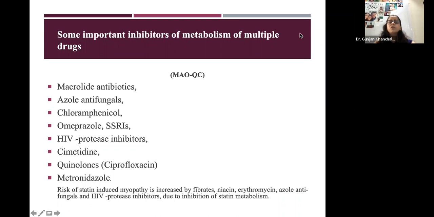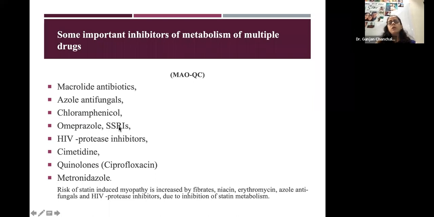Okay. So which are the inhibitors of metabolism of multiple drugs? Mainly the macrolide antibiotics, that is erythromycin, that we give commonly, or azithromycin, that we use commonly for pneumonias. The azole antifungals, that is fluconazole, especially voriconazole, are strong inhibitors of multiple drugs. Then chloramphenicol, not very commonly used these days, but coming in vogue again. Omeprazole, or antidepressants, that is selective serotonin reuptake inhibitors. HIV drugs, cimetidine, which is a histamine blocker. Quinolones, again used very commonly in pneumonias, and metronidazole. These are inhibitors of metabolism.